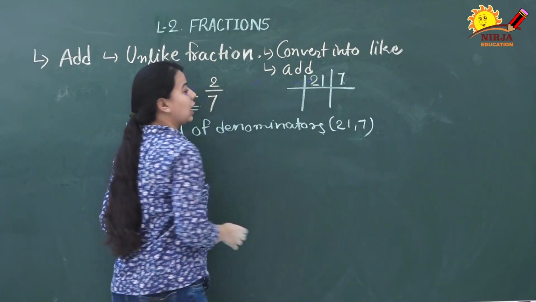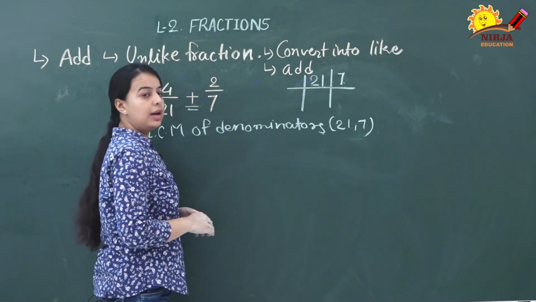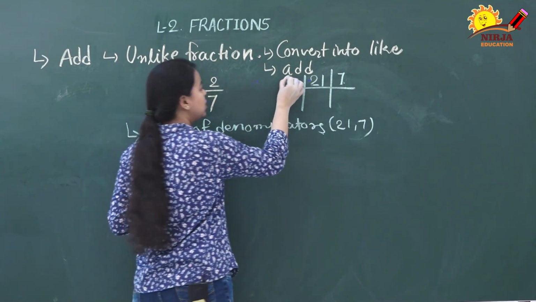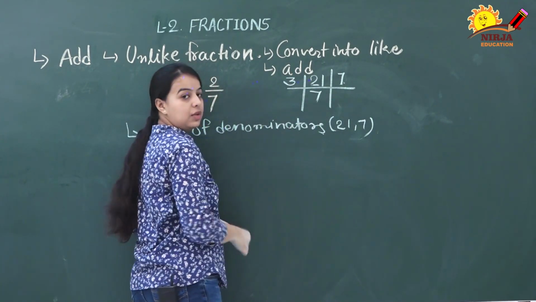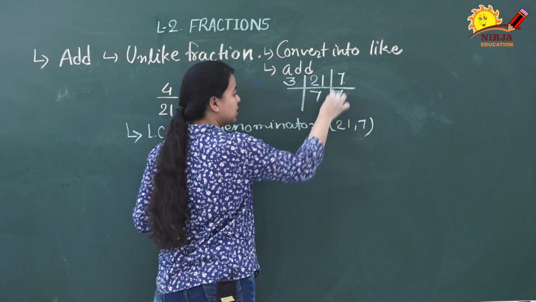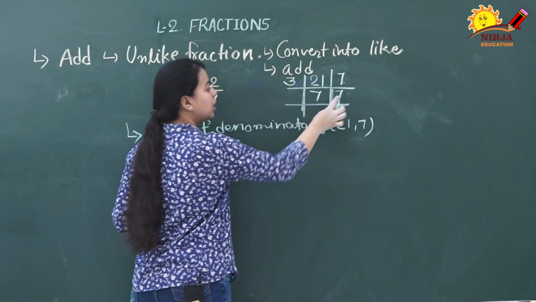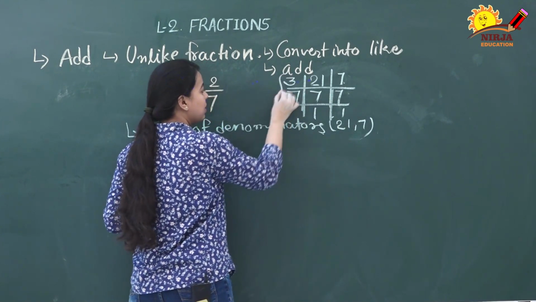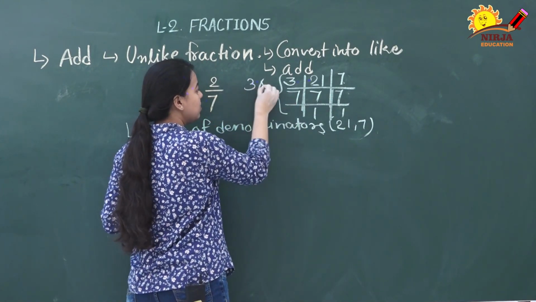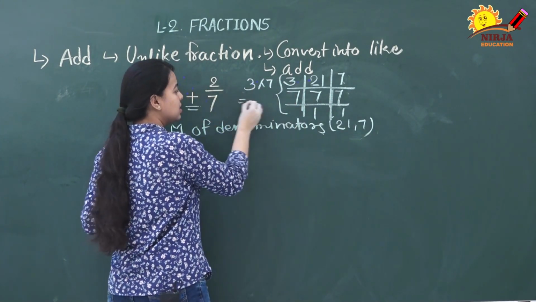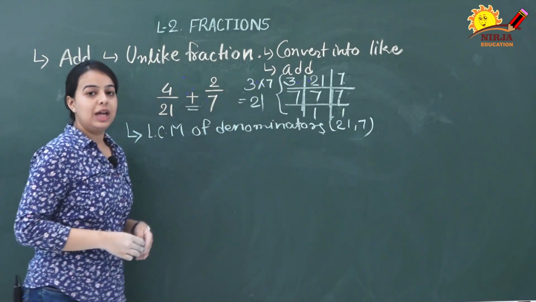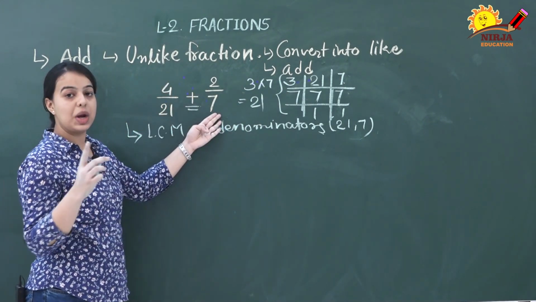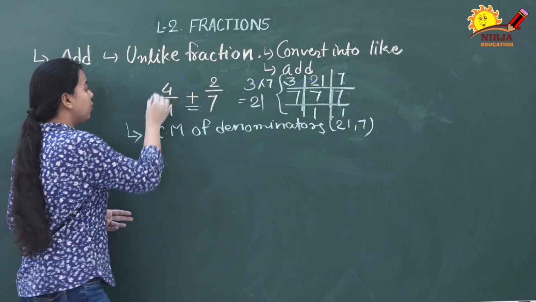Both the numbers cannot be divisible by 2. Let's check for 3. 21 can be divisible by 3. 3 sevens are 21. The 7 remains as it is. Now both the numbers we can divide by 7. So LCM of these two is equal to 7 multiplied by 3, which is 21. That means now we have to make the denominator 21 for both the numbers.